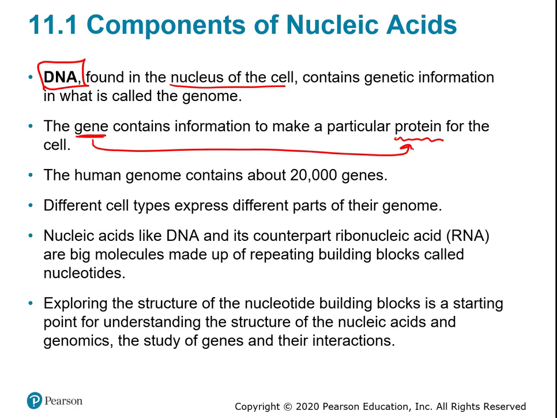So depending on what the cell is, that will determine which genes are necessary, which proteins that cell might make in order to fulfill its job within this trillion cell body. It's estimated, though, that there's about 20,000 different sequences in the DNA that code for various proteins, and cells only use the genes that they actually need.